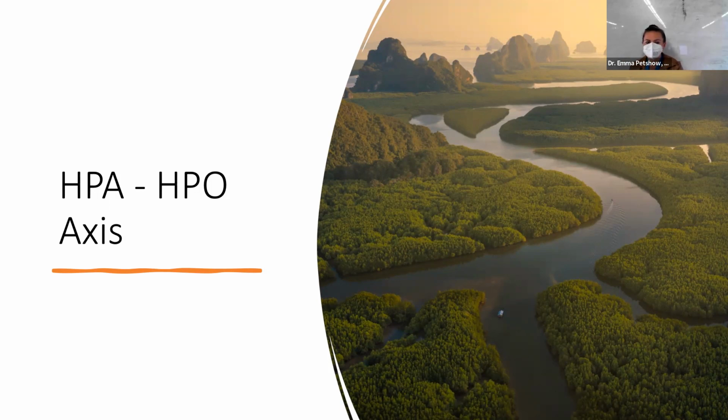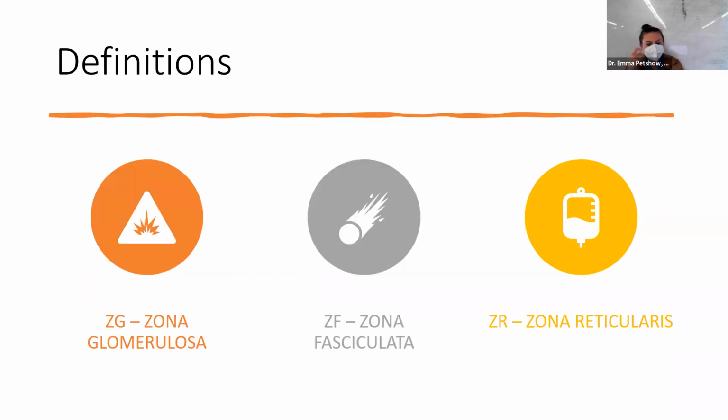We're going to go through first is our HPA-HPO axis. So you remember we have our 3 zones, our zona glomerulosa, our zona fasciculata, and our zona reticularis. And I'm going to be referencing these on the slides as ZG, ZF, and ZR. Okay, so I just want to give you some heads up. If you see a parenthesis with ZG, it's saying it's in the glomerulosa. If it says ZF, fasciculata, ZR, reticularis.